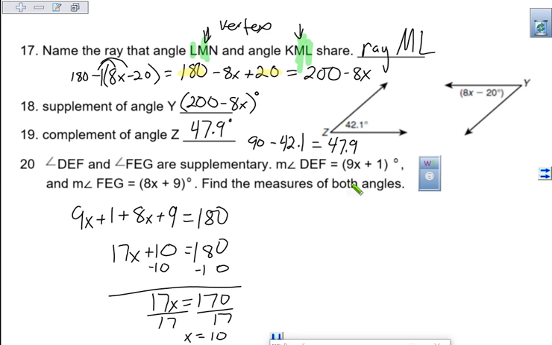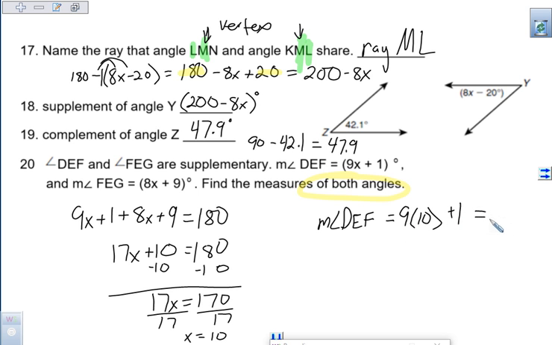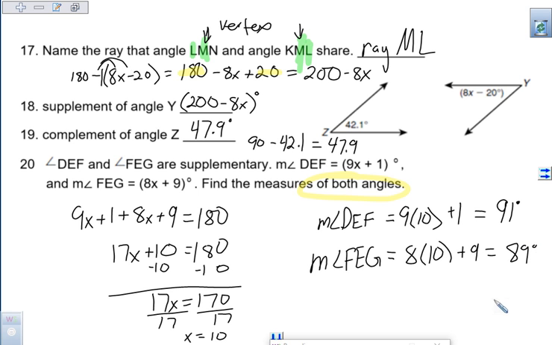We are not finished though, because it asked us to find both angles. So we need to plug in. Measure of angle DEF, 9 times 10 plus 1 is 91 degrees. Measure of angle FEG, 8 times 10 plus 9 is 89 degrees.